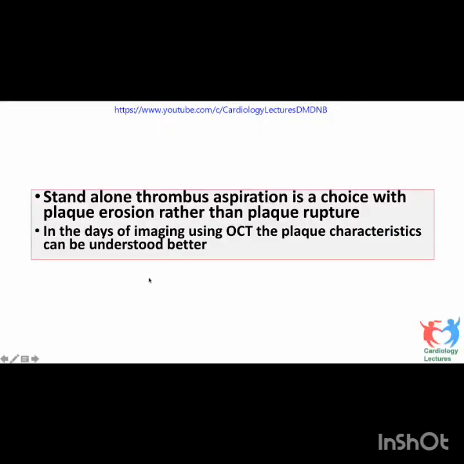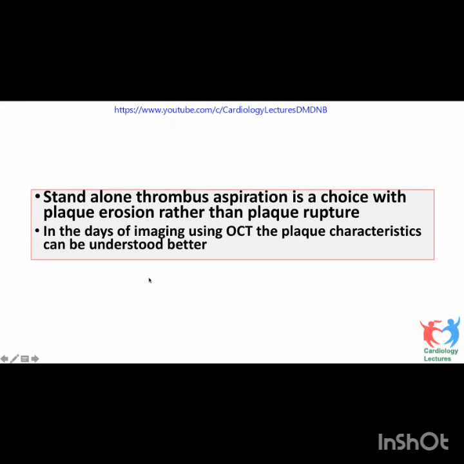So this is a case which demonstrates that standalone thrombus aspiration can be a choice when there is plaque erosion rather than plaque rupture, which was not shown in this case at that point in time. But in hindsight, we know that it was a probable plaque erosion more than a plaque rupture.